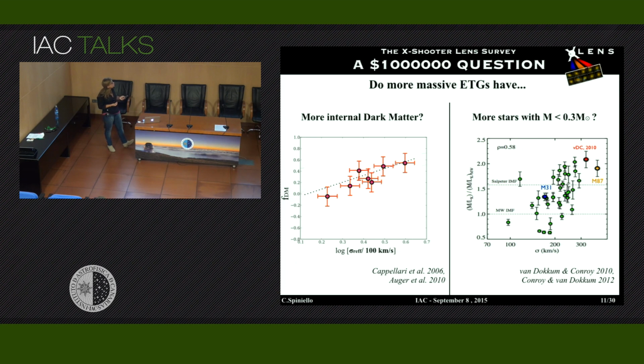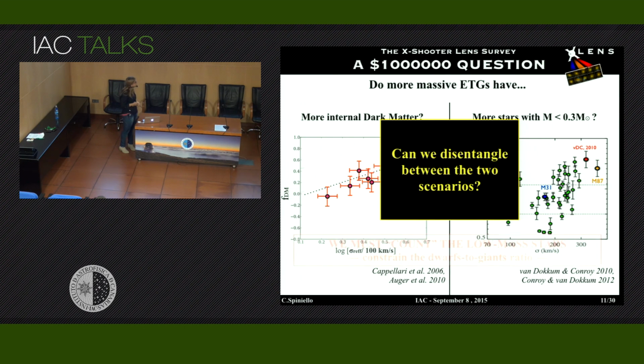Or do more massive ETGs have a different initial mass function normalization, meaning more stars with masses below 0.5, 0.3, low mass stars, as has been claimed by Van Dokkum and Conroy in a Nature paper in 2010, and then confirmed by several authors like La Barbera, Vazdekis' group, and also myself. Can we disentangle between the two scenarios?